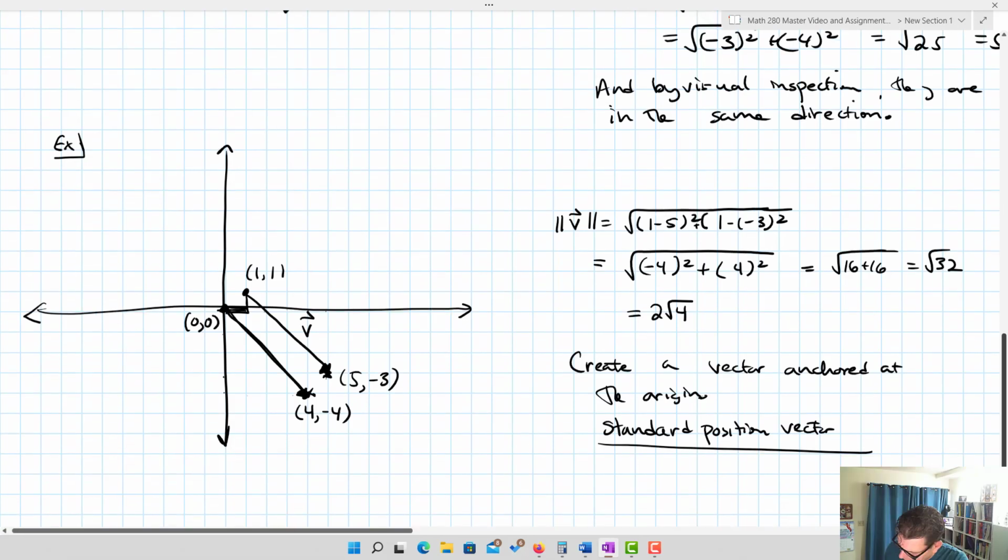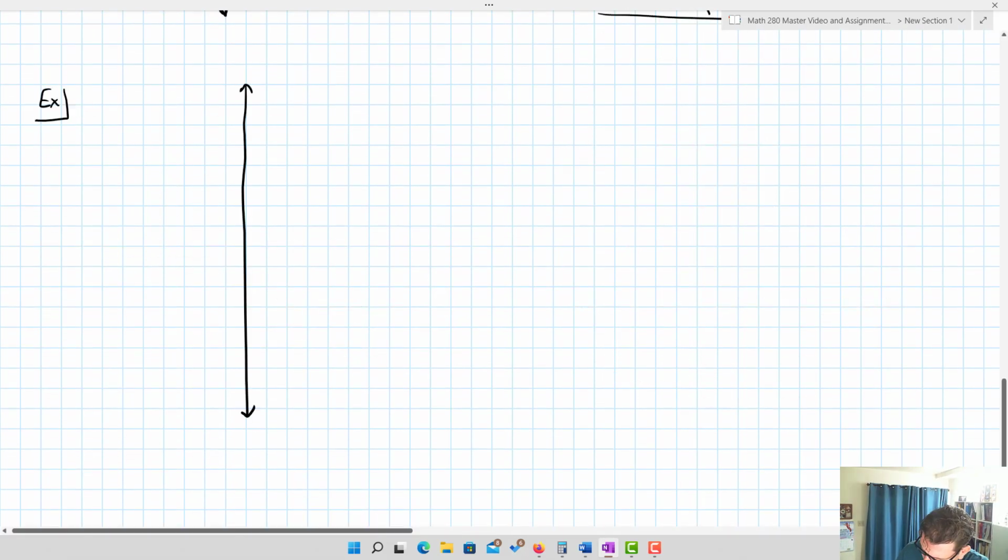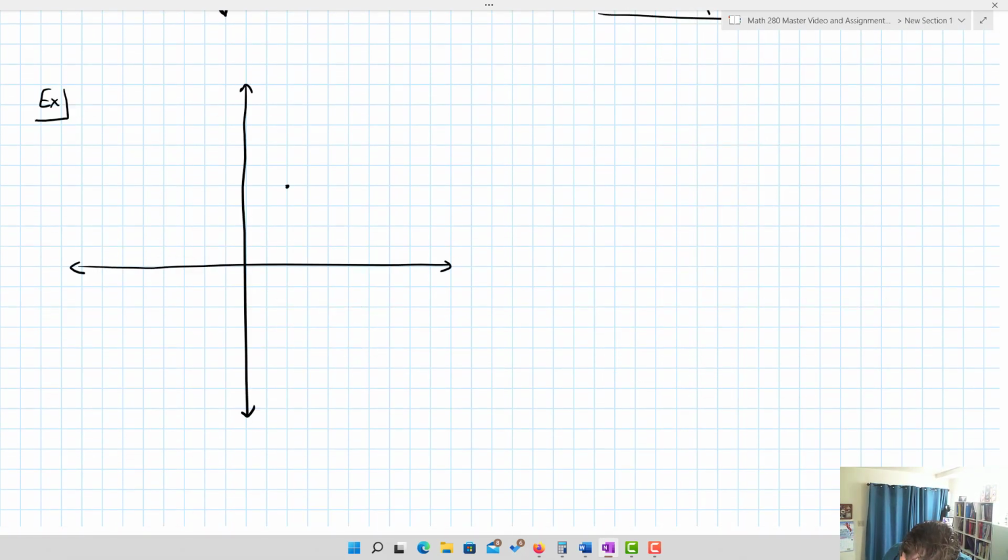Let's do another example of this. Draw a Cartesian coordinate plane. And we'll take a vector, and we'll have it start up here at (2, 4). And we'll have it go from (2, 4) to (-1, 6).